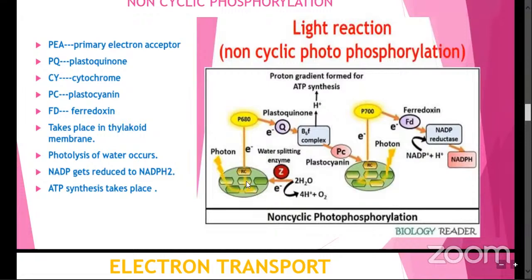So electron loss in the reaction center of PS2 will be compensated by the photolysis of water, in which electrons are released and those electrons are transferred to pigment system 2. And the changes in non-cyclic photophosphorylation will be explained in the next classes. Okay. So today I will take leave here. Thank you.